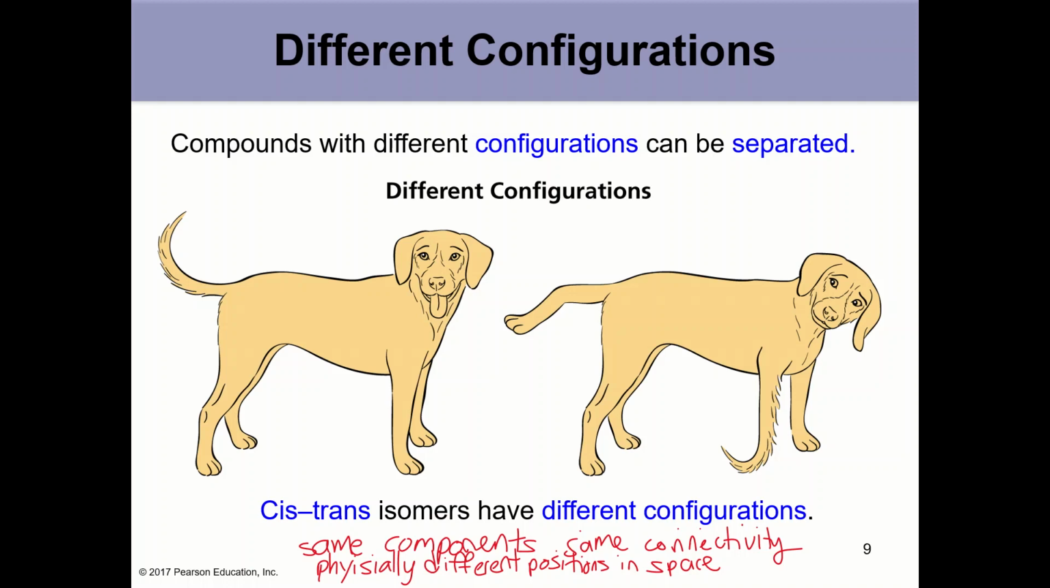But the atoms have physically different positions in space as a result of not being able to move freely. And so an example is that we have all the same components, but the position, for example, of a leg and an arm are still connected to the body, but in a different position in space.